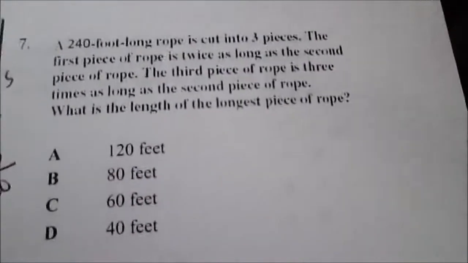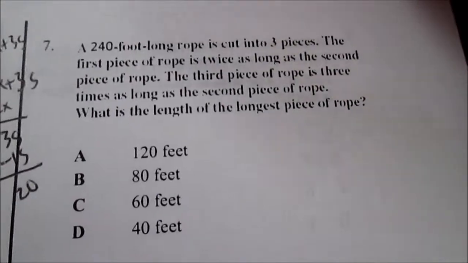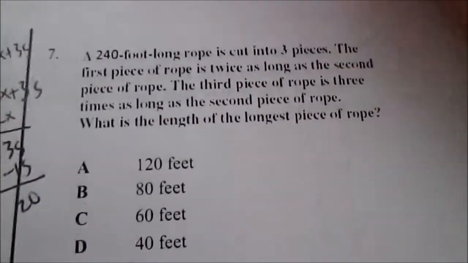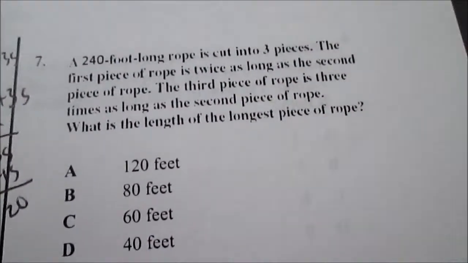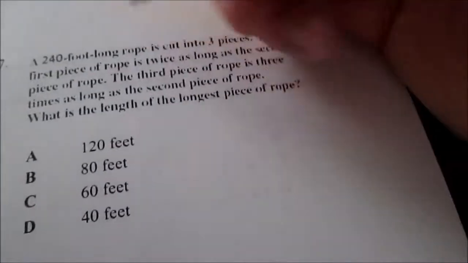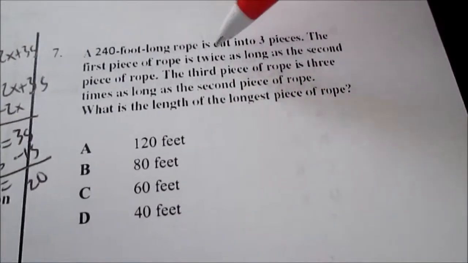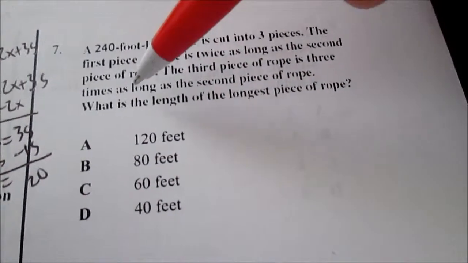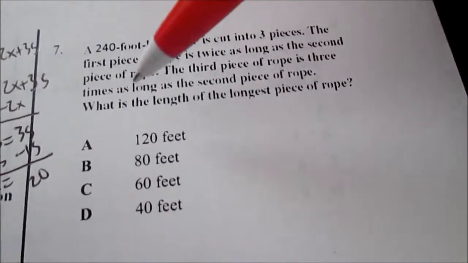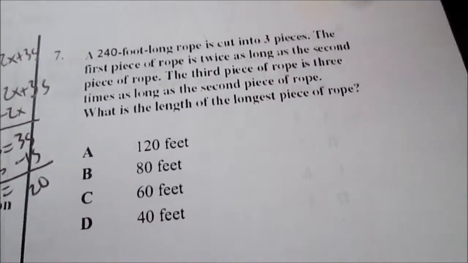Alright, this is going to be part 3 of the Algebra 1 practice test. Question number 7. A 240-foot rope is cut into 3 pieces. The first piece is twice as long as the second piece. The third piece is 3 times as long as the second piece of rope. What is the length of the longest piece of rope?